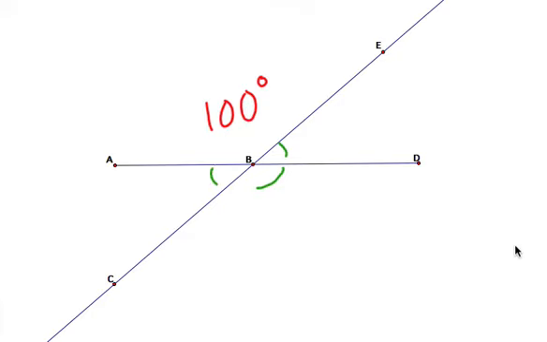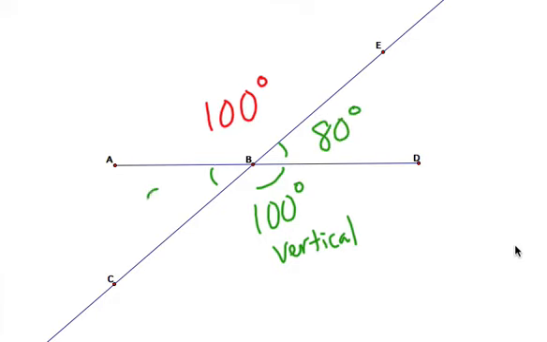All right, so let's see how you did. If that's 100, the one across from it is 100 because of vertical angles. Okay, so that's our reason, is that they are vertical. And then the other two each have to be 80. They're the same because they're vertical to each other, but we know it's 80 because it has to be supplementary, which means it adds up to 180 with the other 100. Okay. All right, let's try one more.